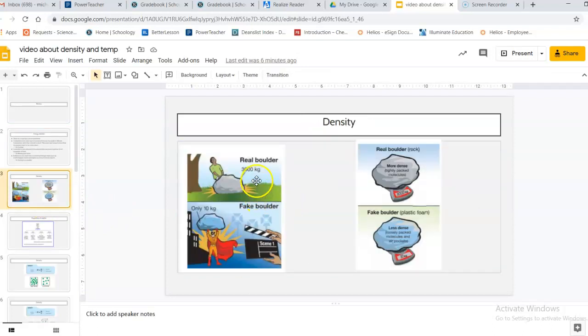So we start with these two boulders over here. One is real and the other one is fake. The one over here can be lifted, the other one, there's this guy here lifting it. Obviously, they're not made out of the same thing. This is the real boulder. They're both the same size. Notice they're the same size, but they're made out of different things. One is more dense, it's tightly packed, and weighs, what, 300 kilograms? While the other one is less dense, it's more loosely packed, and will only weigh 10 grams. Okay, so when we talk about density, we're looking at how compact something is.